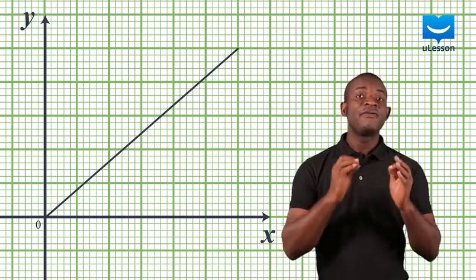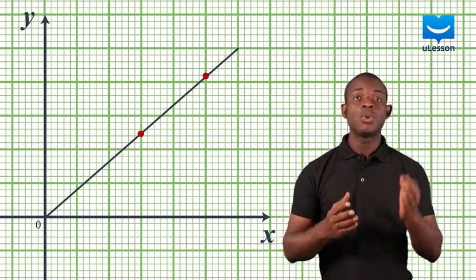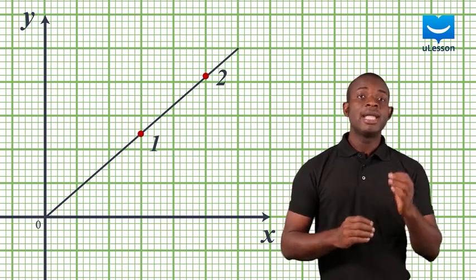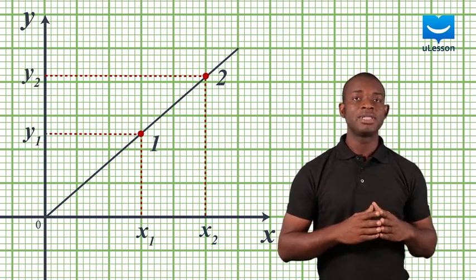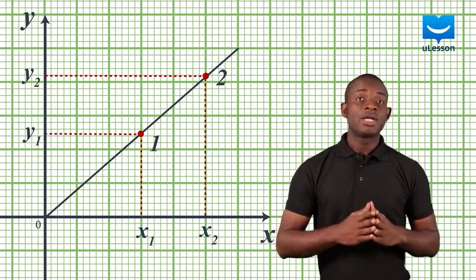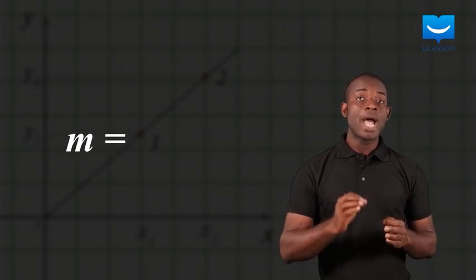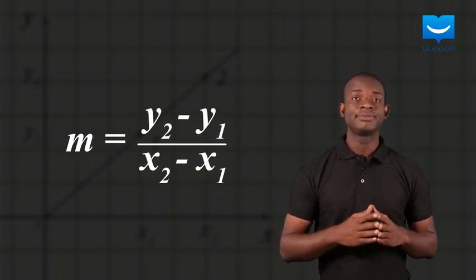To do this, we first select any 2 points on the straight line and label them points 1 and 2. Secondly, we obtain the x and y coordinates of both points and label them appropriately. The last course of action is to employ the formula gradient m = (y2 - y1) / (x2 - x1).